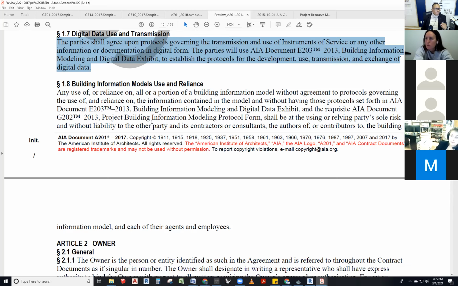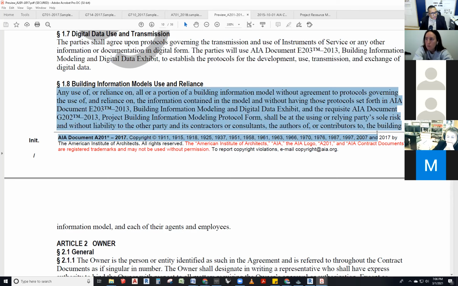So 1.8, building information models, use and reliance. Read carefully. We've read similar provisions to this before, even probably word for word the same one, but there's a reason why they keep repeating it. It's for a new audience. This is now for the contractor, right? We already know about this on the B101, but the contractor doesn't know about this. So that's why one document references the other and they connect with each other. And that's why you cannot be mixing and matching different contracts that don't coordinate properly.